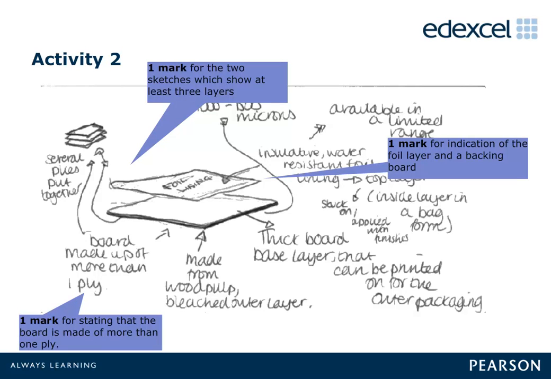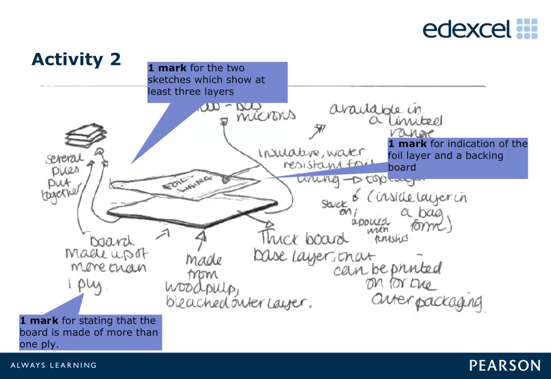This candidate response is particularly complex and goes beyond what would normally be expected from a candidate. It does, however, feature a good combination of sketches and annotations to describe in detail the structure of foil-lined board. On first inspection, it appears that the large sketch in the centre only shows 2 layers. However, when taken in conjunction with the smaller sketch to the top left, it can be seen that the candidate has recognised that at least 3 layers are used to produce foil-lined board.